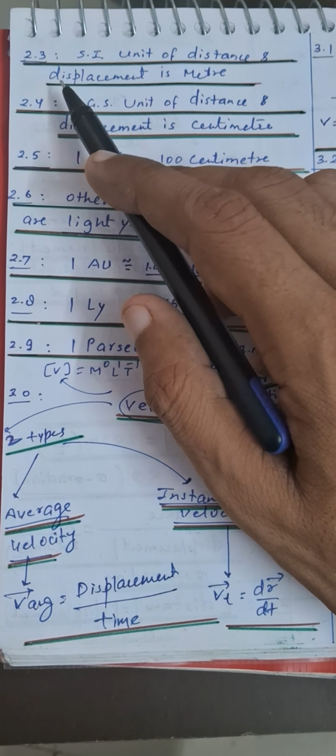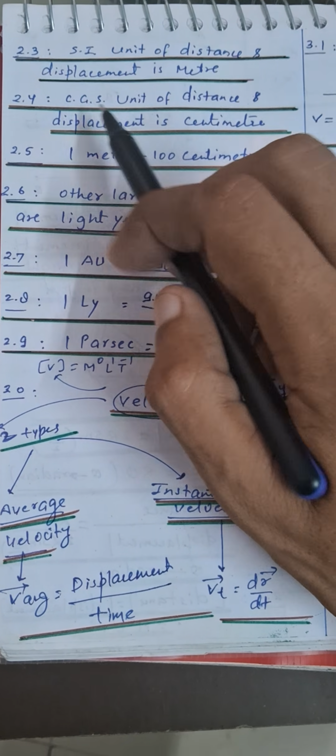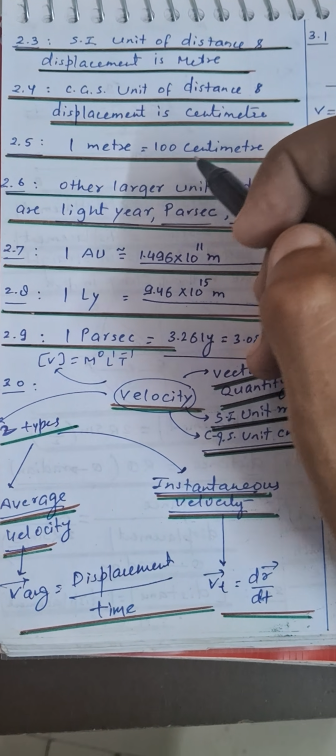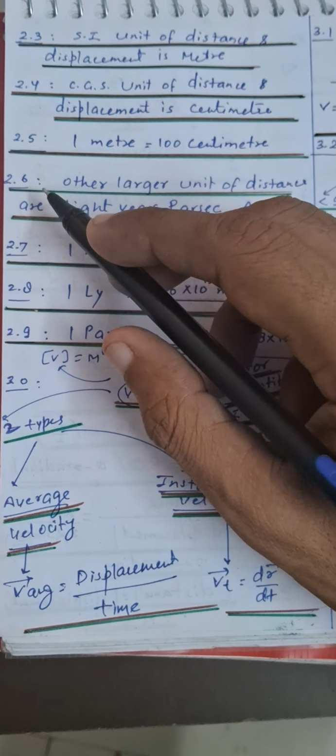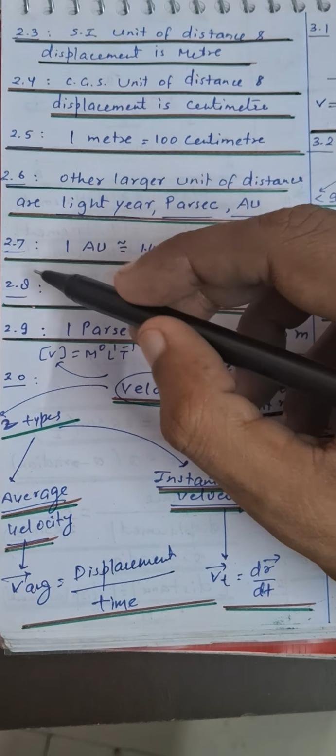So next point here is 2.3. The SI unit of distance and displacement both is meter. CGS unit is centimeter, with the connection that 1 meter is equal to 100 centimeter. There are certain other larger units of distance, which are light year, parsec and AU.